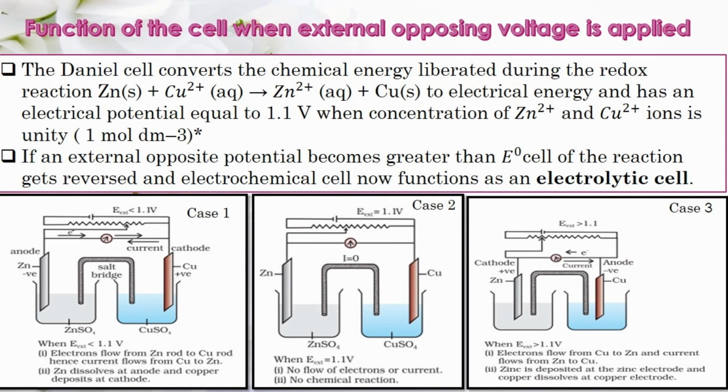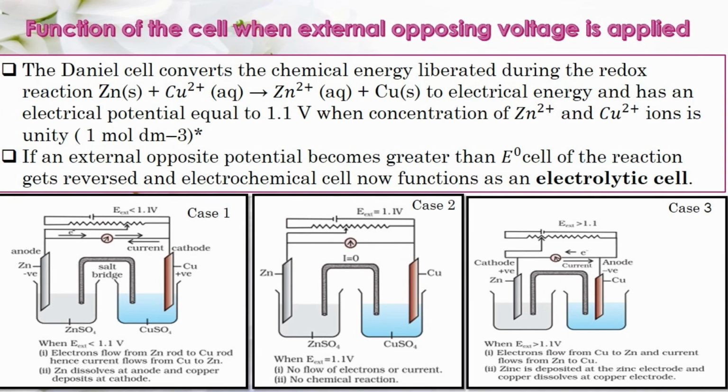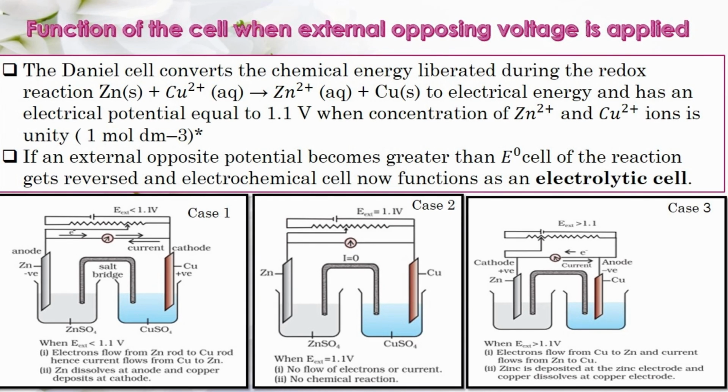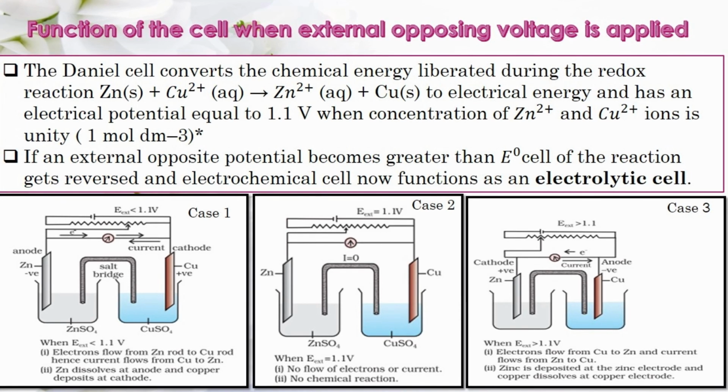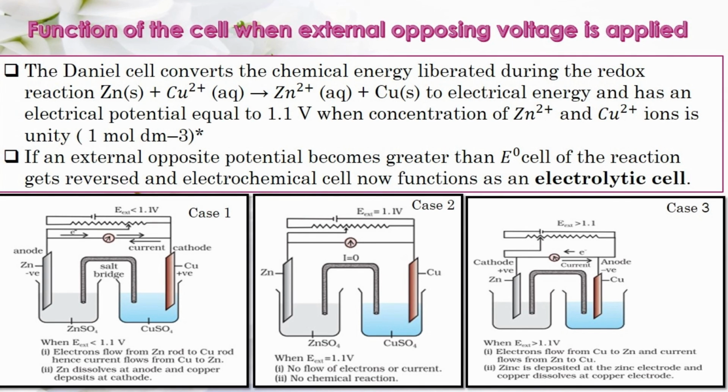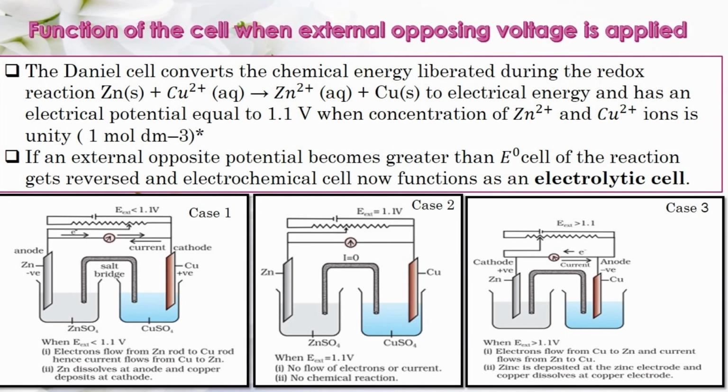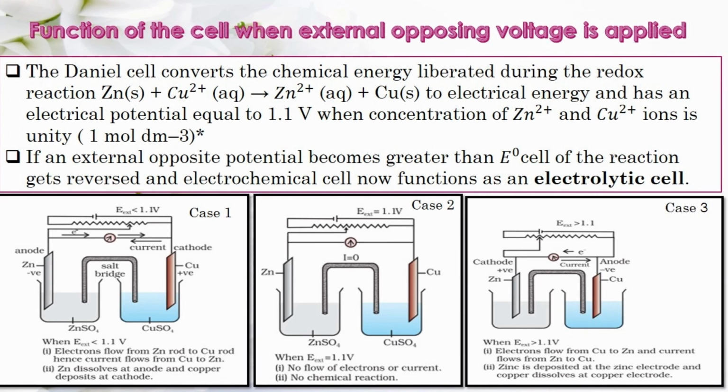The second case is when you apply the external opposite potential equal to 1.1 volt. Both the cell reactions will cancel. As a result, no current flows through the cell and hence we cannot find any chemical reaction taking place.